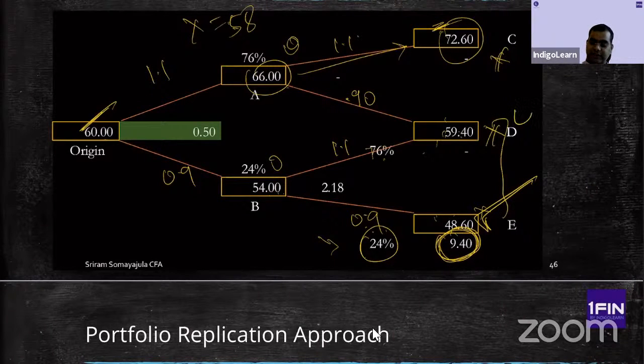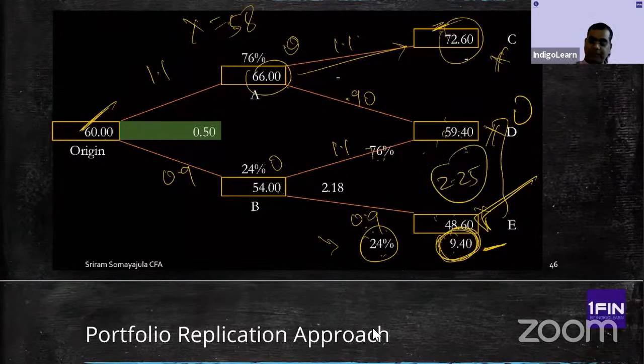Here the payoff is 0. Here the payoff is 9.4. So you multiply 9.4 into 24% and 0 into 76%. 0 into 76 anyway is 0. So 9.4 into 24%, let me just do that, is 2.25. You'll basically get 2.25.